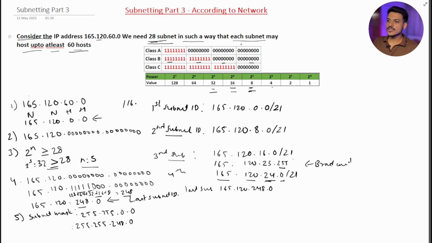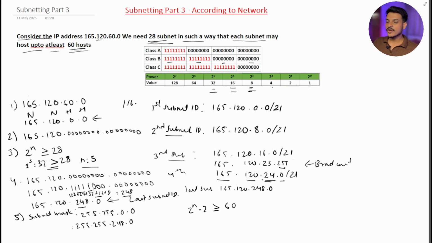But now the second condition was that we need at least 60 hosts. To find the hosts there is another formula, that is 2 raised to n minus 2, which should be greater than or equal to 60. We require 60 hosts, so we need to satisfy this condition.